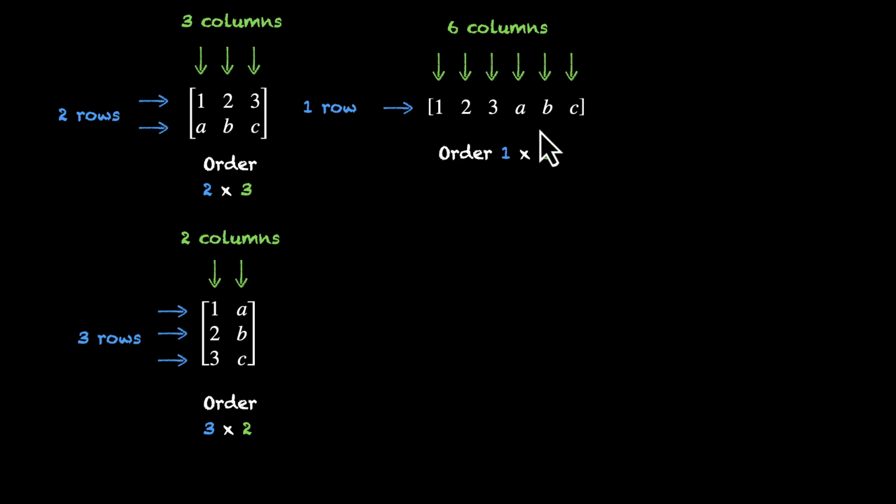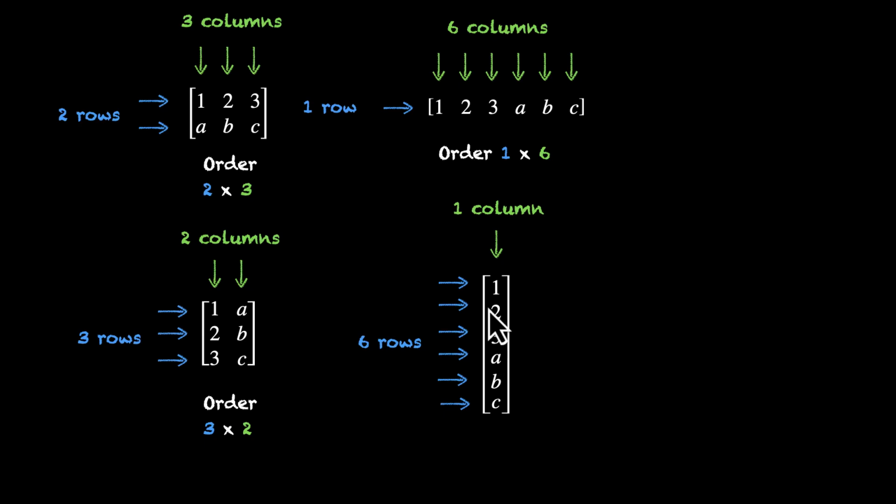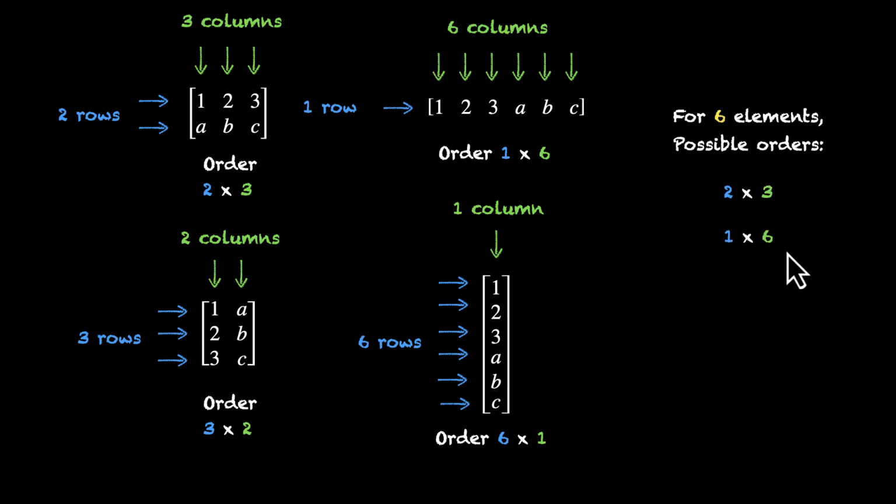And we can do the same with this one as well. We can have 1, 2, 3, A, B, and C all written in the same column. So how many rows? We have 1, 2, 3, 4, 5, and 6. 6 rows and then 1 column. So what's the order? The order is 6 by 1. Are there more such combinations? Well, no. These are the only 4 combinations that we can have if the number of elements is fixed, if we have 6 elements. So for 6 elements, possible orders are 2 by 3, 1 by 6, 3 by 2, and 6 by 1.